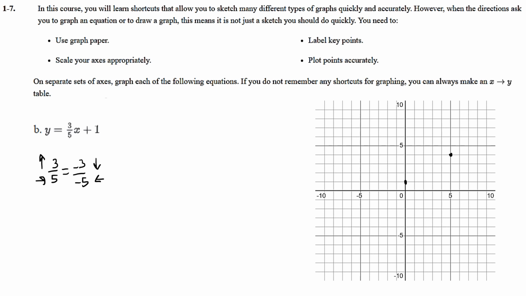Or I'm going to go down 3, left 5. 1, 2, 3, 1, 2, 3, 4, 5. Down 3, left 5. I might connect the dots with my ruler or straight edge. Now, if you do this and you miss a point, I always say make the dots bigger.